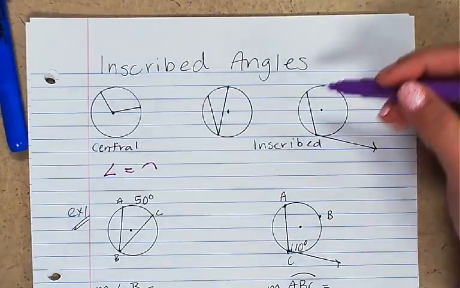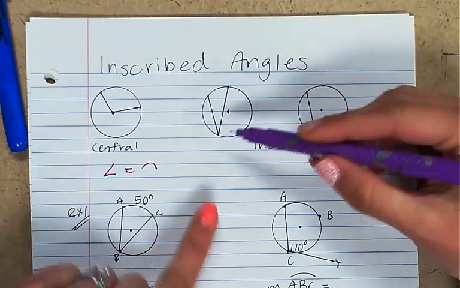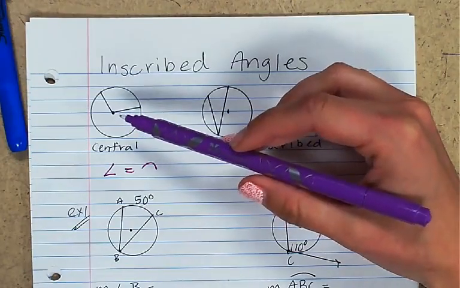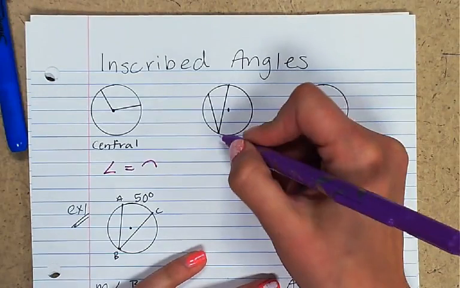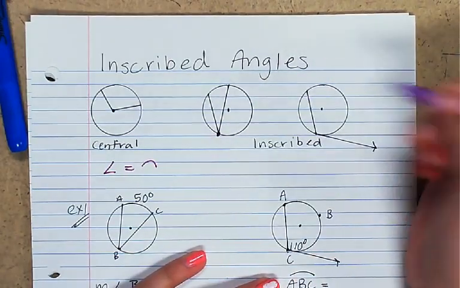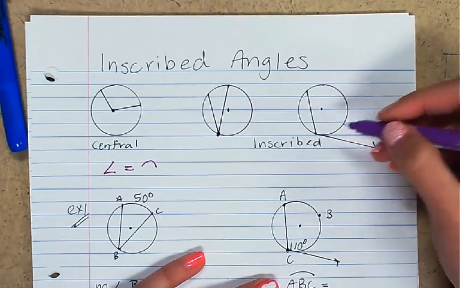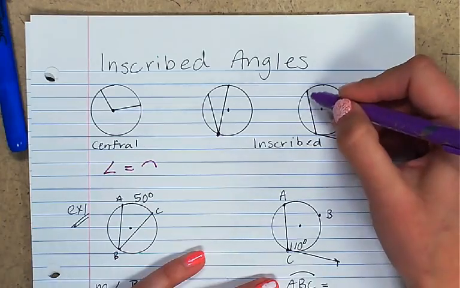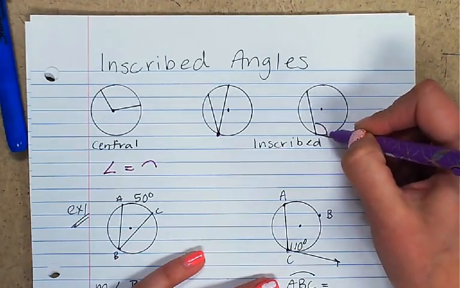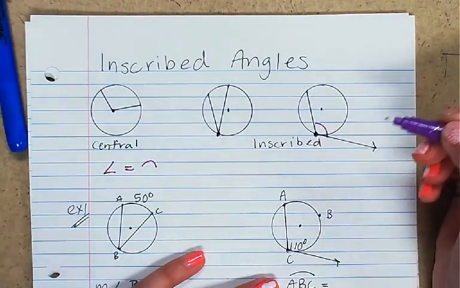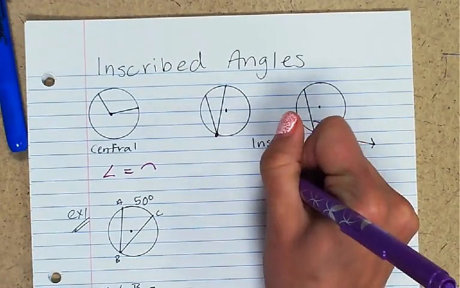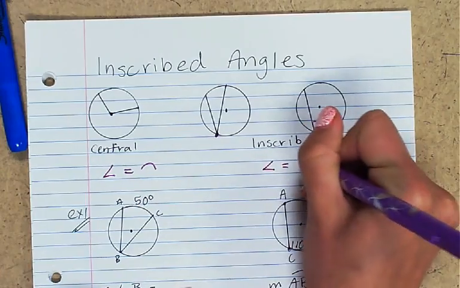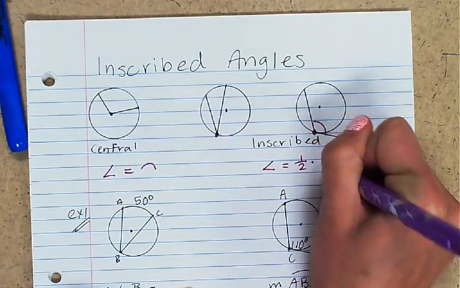Now, inscribed angles. What we do is instead of having our vertex come from the center, it just has to be on the side of the circle. So here's our vertex here on the side of the circle, and then over here as well. Even though this looks different, there's an angle right here, and its vertex is right there on the side of the circle. For inscribed angles, the angle equals half of the arc.